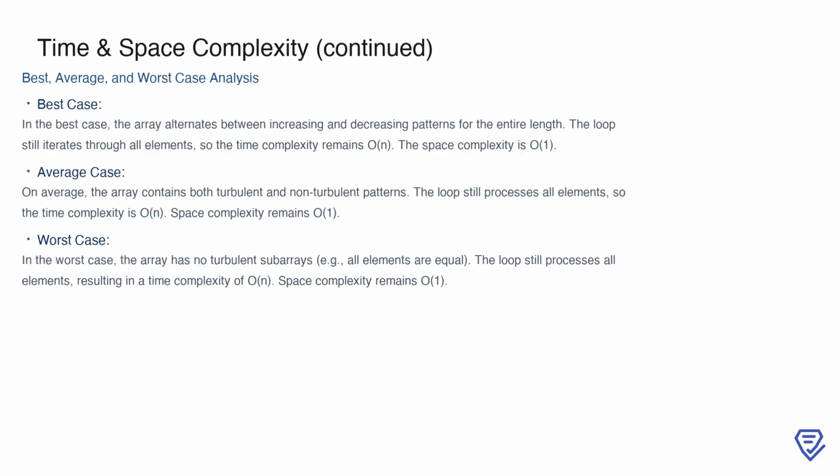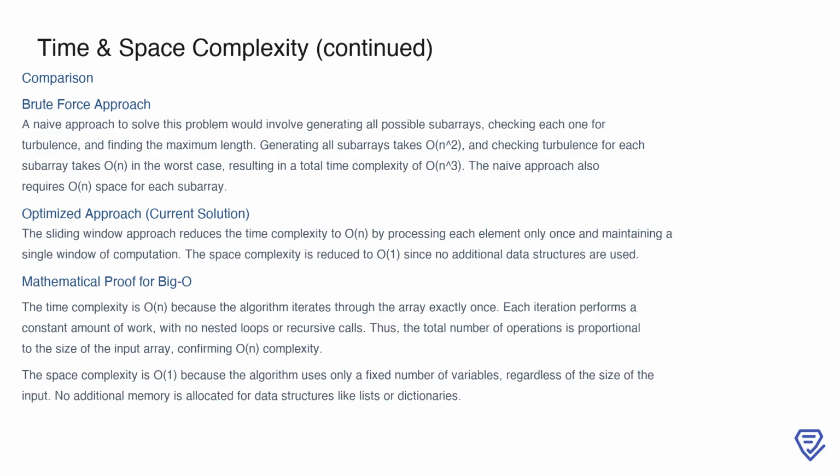Across all scenarios, the algorithm's efficiency is maintained. To understand why the sliding window approach is so efficient, let's compare it to a brute force method. A naive solution would involve generating all possible subarrays, checking each one for turbulence, and then determining the maximum length.